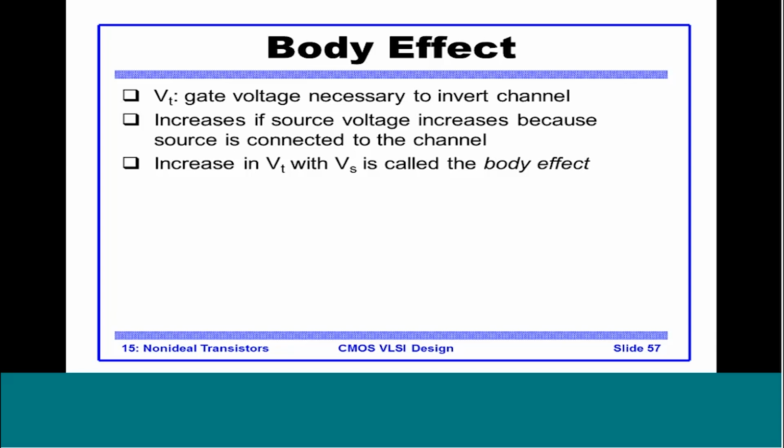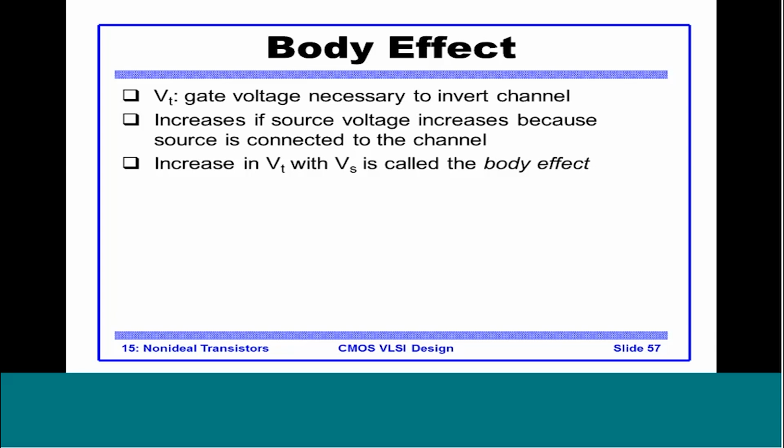So we assume that the voltage at source and the voltage at bulk are both 0. So VBS, that is the difference of voltage between body and source, is 0. What if the source voltage is not 0 but positive? We saw one case of that in terms of the fast transistor. The voltage at source was not 0. So this affects the VT of the device.